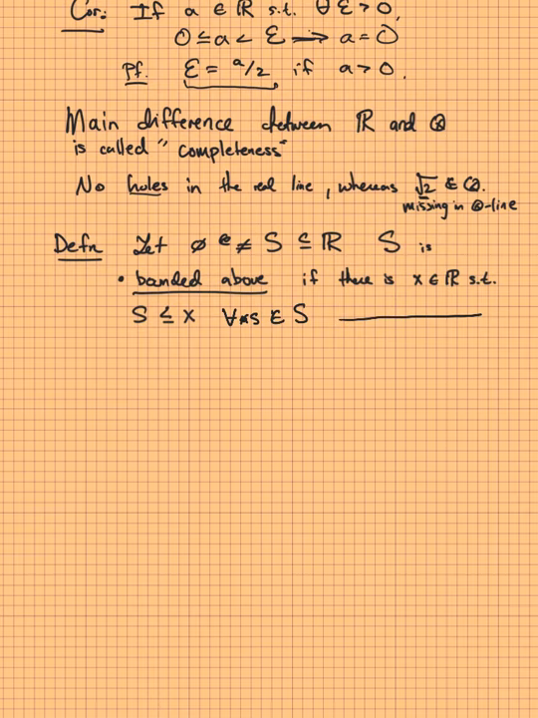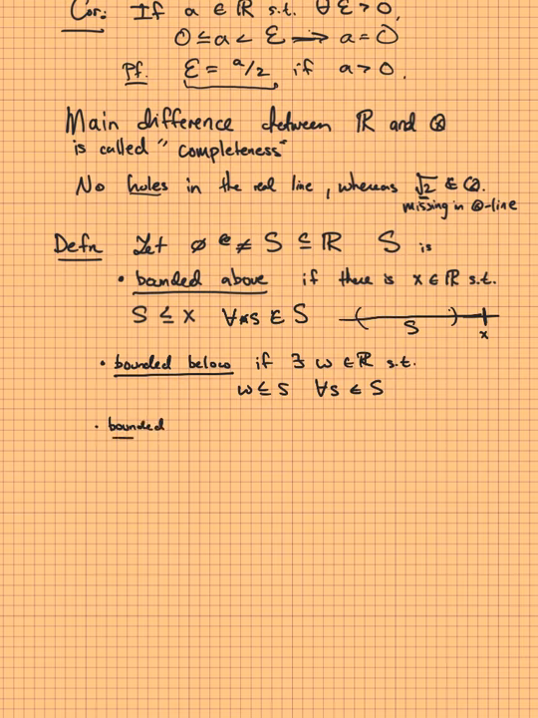Okay, so of course the picture is you have this set S, and out here there's x, and x is larger than each one. It's bounded below if there exists a w in R so that w is less than or equal to s. And then we say S is bounded if it's bounded below and above.